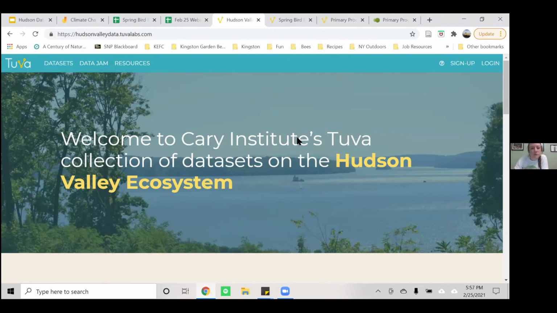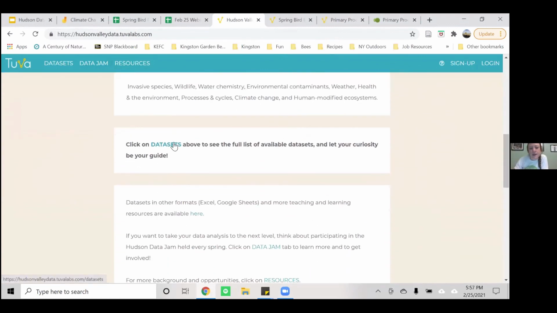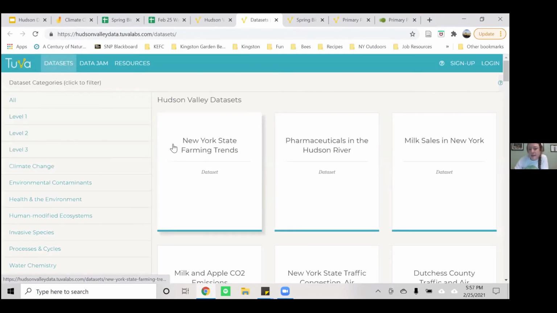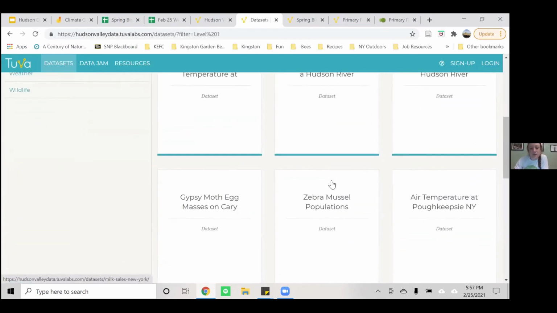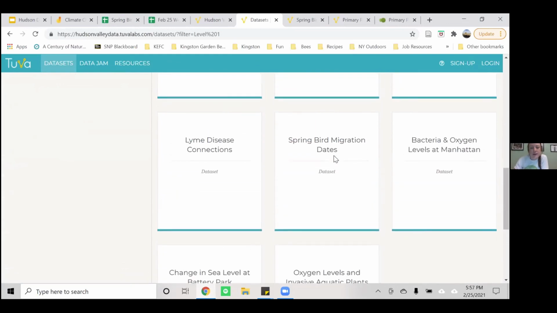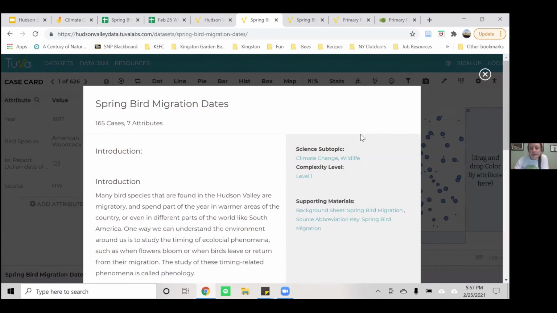So you go into this Hudson Valley ecosystem page and navigate to the data sets. Once you're in there, most of our Hudson Data Jam data sets are on this page. I know that the bird data set is a level 1, so I'm just going to directly navigate to that. Okay, spring bird migration dates. When I get to this, it gives me a little bit of info about the data set. I know there's more on the Data Jam page.